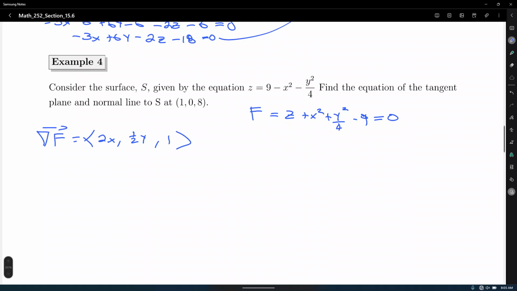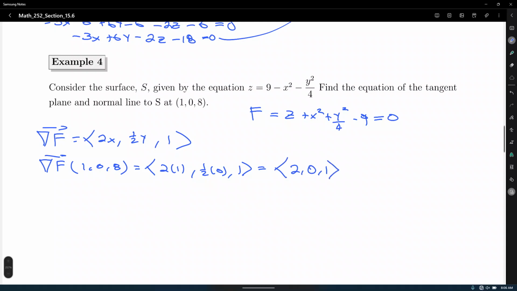Next, let's evaluate the gradient at the point 1, 0, 8. That is 2 times 1, comma 1/2 times 0. Well, there's no z to substitute the 8. There's just a 1, so it's just 1. So that is going to be the vector 2, 0, 1.